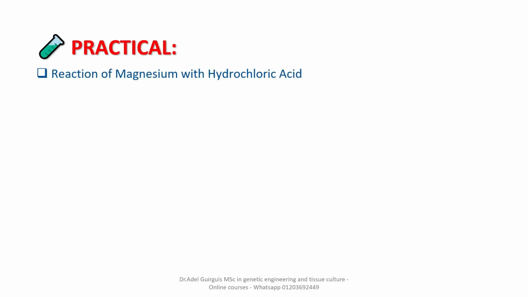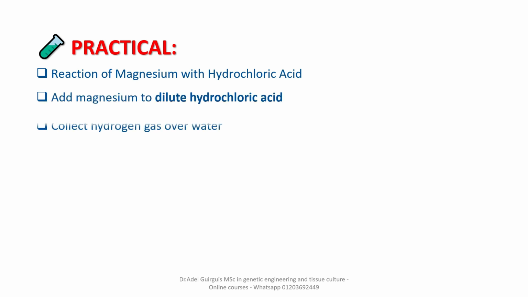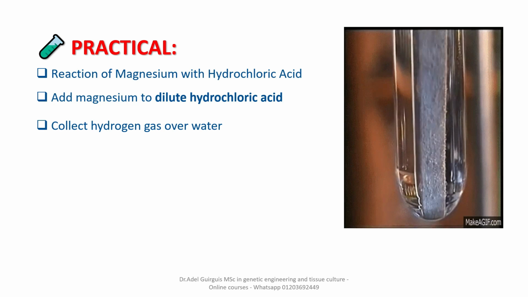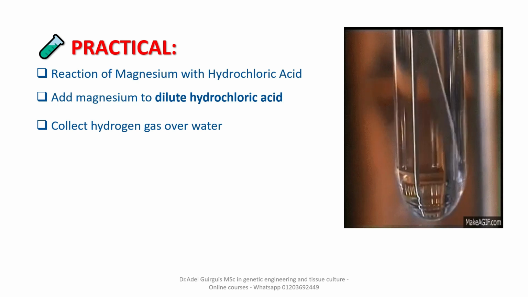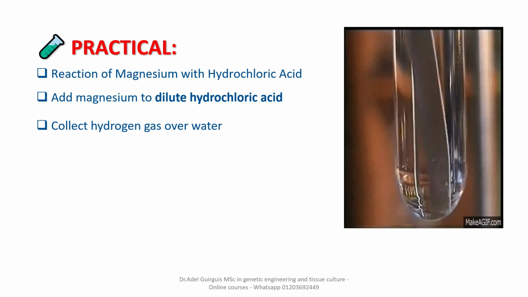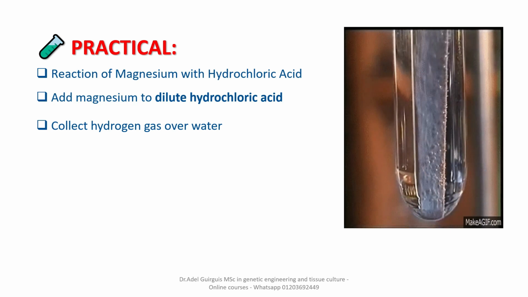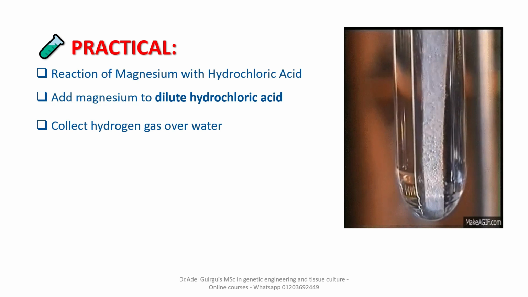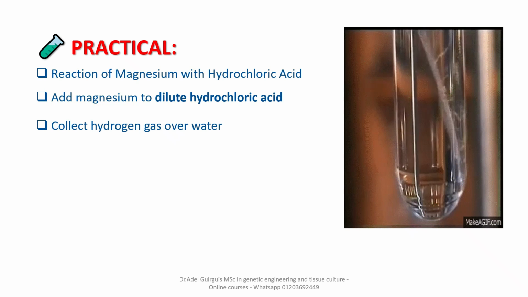Practical work: reaction of magnesium with hydrochloric acid. Add magnesium to dilute hydrochloric acid. Collect hydrogen gas over water or over solution. Look at this test. Here, a test tube containing dilute HCl, and a strip or piece of magnesium metal placed in HCl. Immediately, it releases bubbles of gas. This gas is kept inside the test tube by closing the opening with your finger or by a bung. So the gas is collected over the solution.